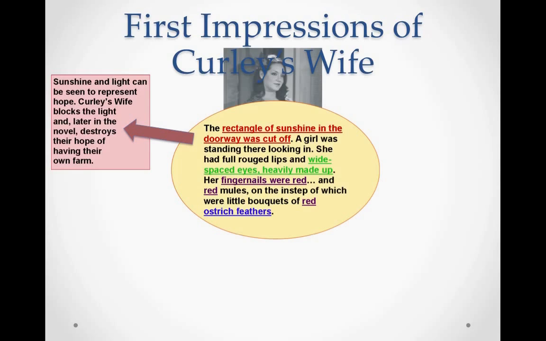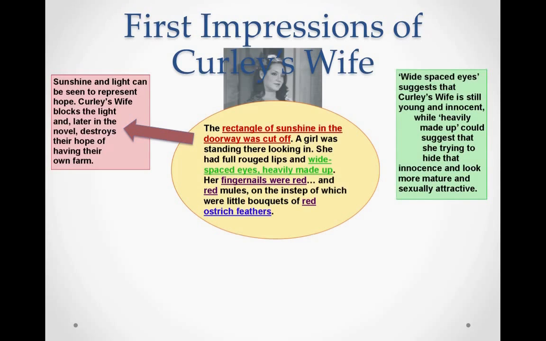But for this first impression of Curley's wife, if we accept that sunshine and light can be seen to represent hope, then we see that Curley's wife, from the moment that she appears, is affecting that hope in a negative way. So Curley's wife blocks the light, and later in the novel she actually destroys George and Lenny's hopes of having their own farm. So in that sense you might see her as a villain.